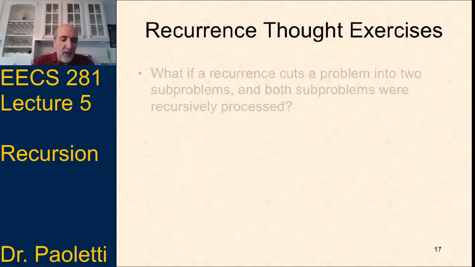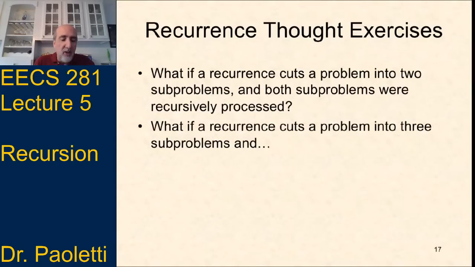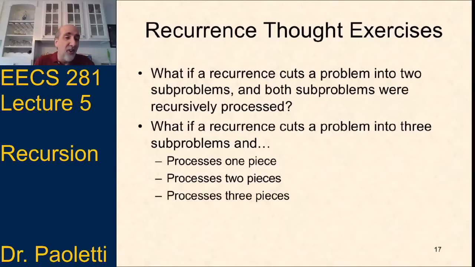Okay, so here's an exercise. The idea is we're not going to solve all of these. If a recurrence cuts a problem into two halves and we have to recursively go into both, well, that's a recurrence. It involves division. What if it cuts a problem into three subproblems and it processes one of those pieces? What if it processes two of those pieces? What if it processes all of them?